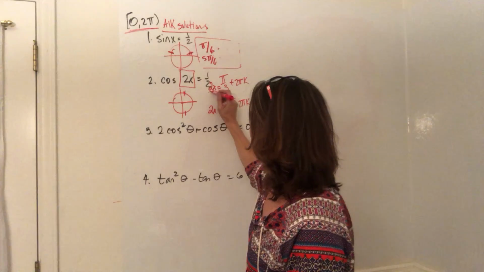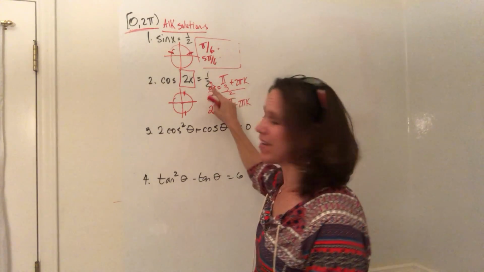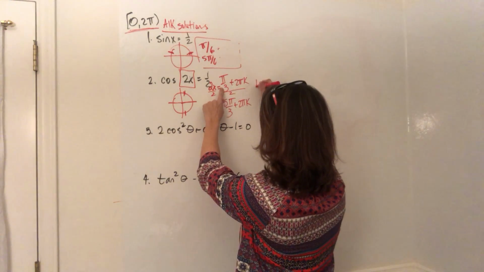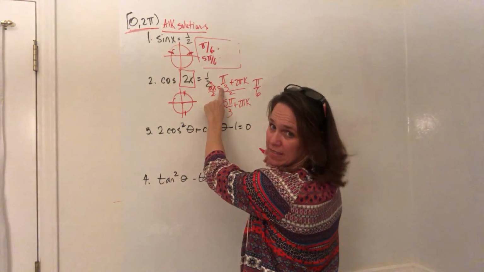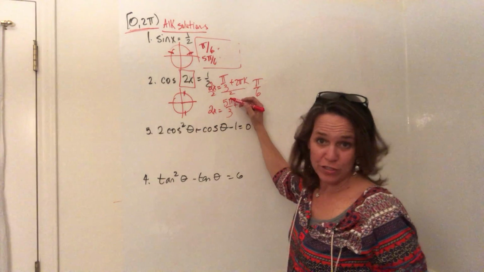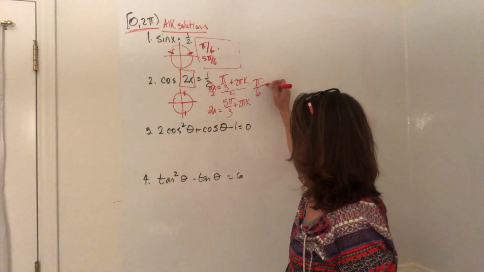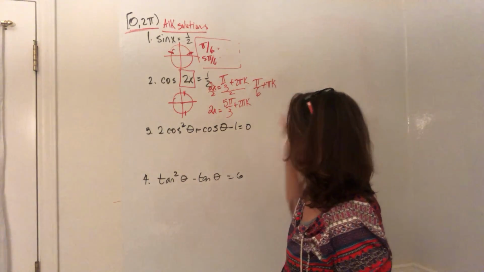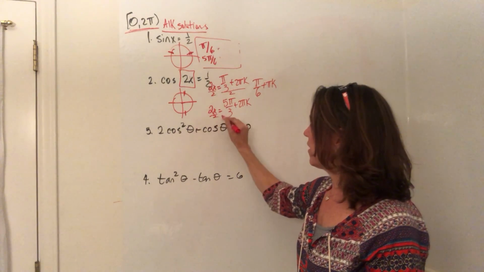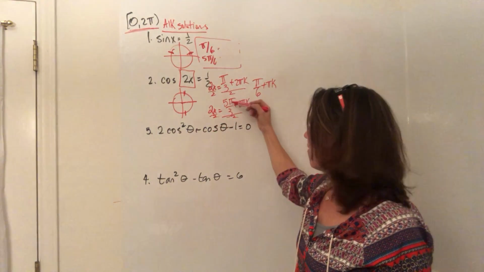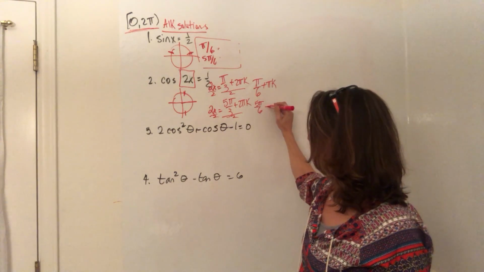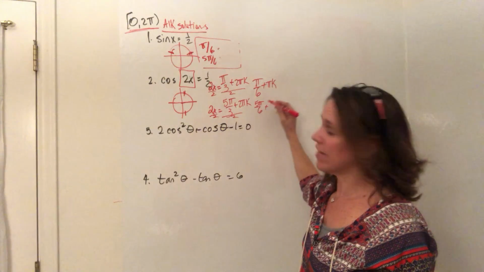So if I divided this by 2, dividing by 2 is like multiplying by a half, right? So half of pi over 3 is pi over 6. Half of 2 pi k, like if you have 2 pi k over 2, right? Or half of that is just plus pi k. You do the same thing right here. If I divided this by 2, 5 pi over 3, half of that is 5 pi over 6, plus 2 pi k over 2 is going to give you pi k.